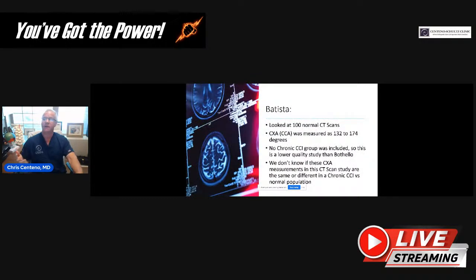Now, Batista is good on the one hand, that it looked at lots of normal CT scans, so that's great. And the clival-axial angle was measured from 132 to 174. So now our 130 comes in just slightly above the lowest one that they saw. So not super convincing that Batista is going to get us to less than 135 is abnormal, because it had people with the 132 on the low end.